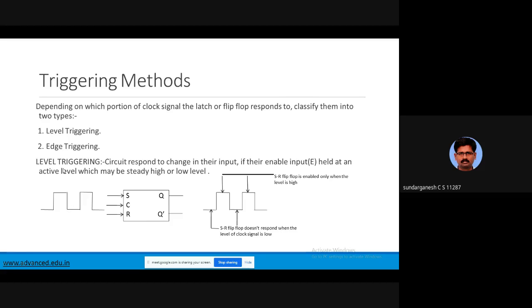Level triggering means the circuit will respond to the input only during level 1, during the change in their input, if they enable the input at active level or high level. Sometimes you can use the flip-flop to trigger at the low level also. Mostly they are used at high level. You can change the connection and trigger at low level also. This type of triggering is called level triggering.